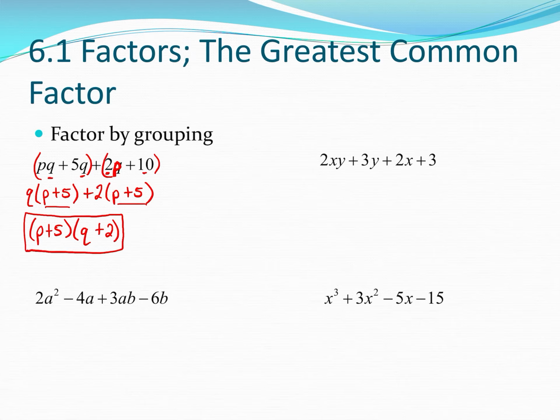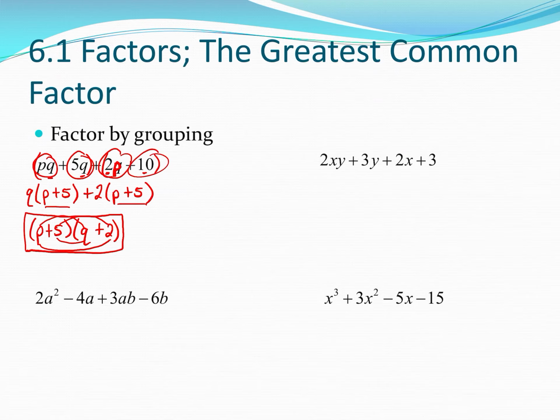And again, you may say, well, can I check that? Well, yeah, absolutely. If you FOIL, the first, outer, inner, last, you're going to get those same 4 terms at the top. For example, if you do p times q, you're going to get pq. p times 2 is going to be the 2p. 5 times q is the 5q. 5 times 2 is 10. And so if you FOIL that back together, you will see that you get all 4 of those terms that we started with. Okay? Now, again, if you have questions about that, let me know.